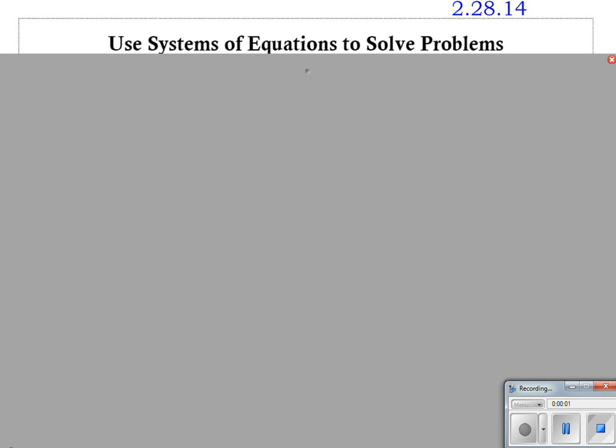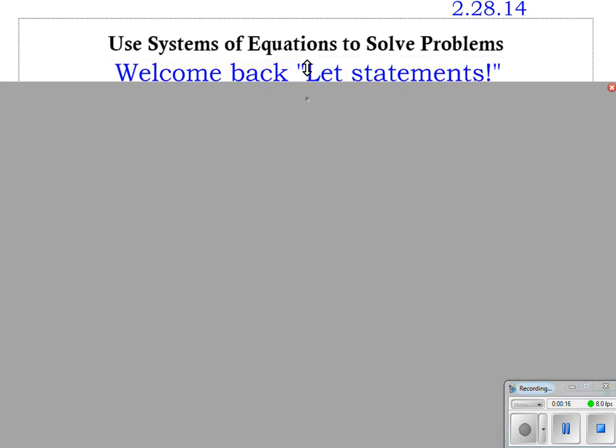Okay, so today we're going to be solving systems of equations given word problems. So in front of you, you have your packet, and it should look like this. Just put the date on it, please, 2/28/14, and let's get started.